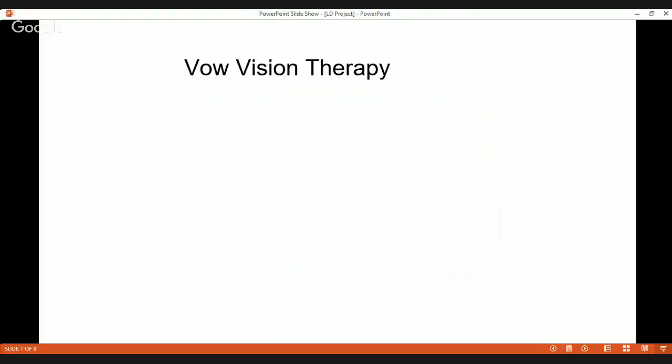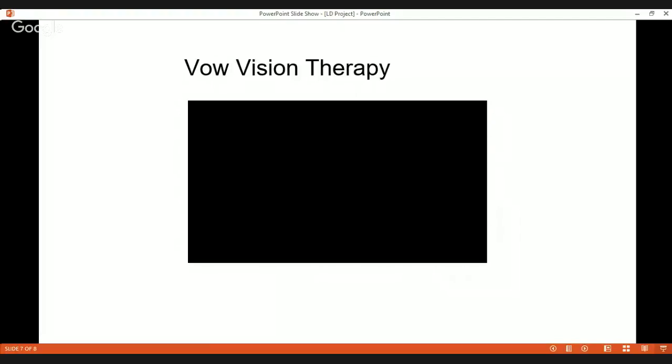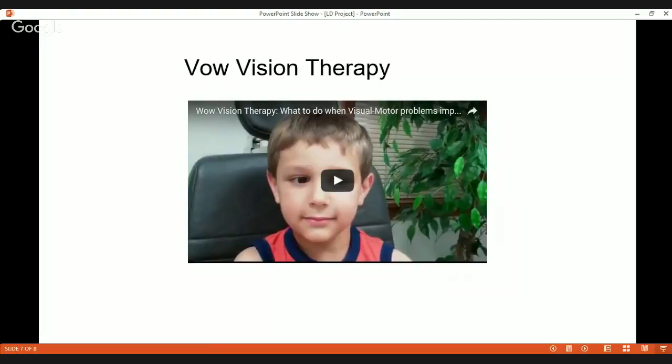So that's just one therapy that's used to help kids who have visual motor problems, especially visual spatial problems. It gets them used to moving from place to place, box to box, as the video showed, to the point where this child was actually playing soccer based on this WOW vision therapy.